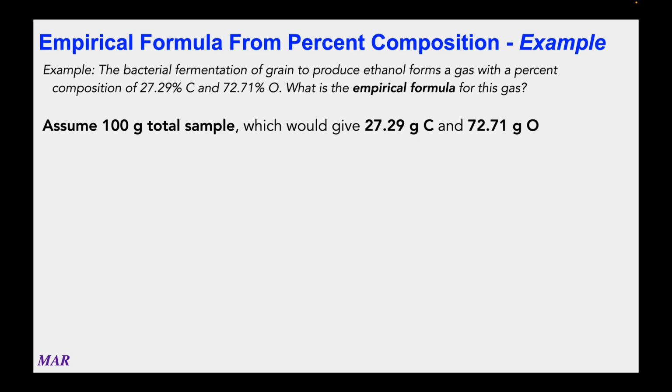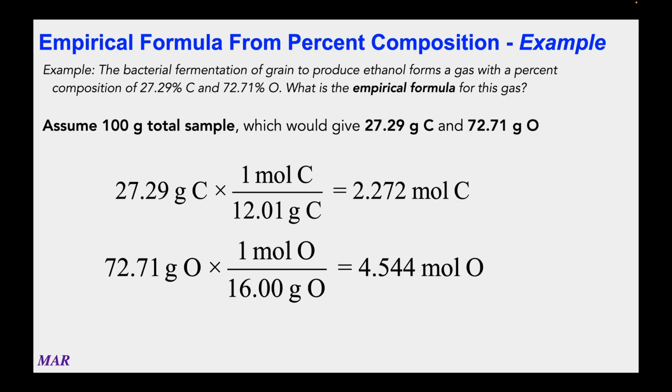You can use different numbers. Some people like using 1, and that's fine. You'd have 0.2729 grams of C and 0.7271 grams of O, and that's fine. You can use any number you want, but I just use 100 grams because I'm lazy and I don't want to think about it, but you use whatever you want. The next step though, turn the grams into moles.